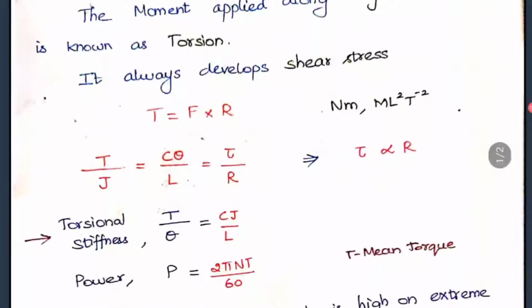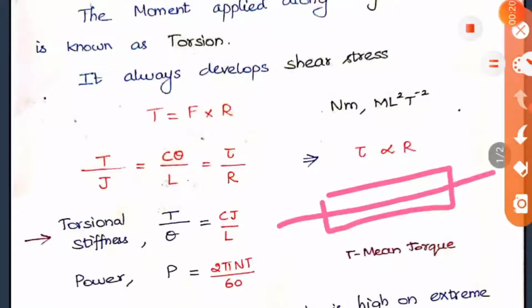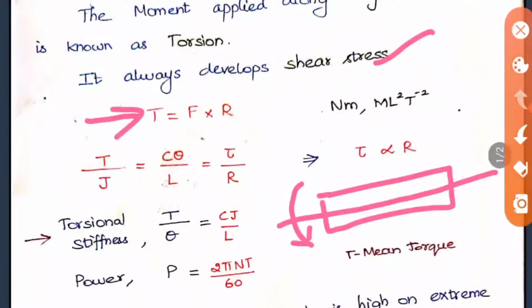Okay. So if this is the shaft, this will be your longitudinal axis. So the torsion will occur like this. It's like a rotational thing. So this is only torsion. It always develops shear stress in that member. This is also an important point. And this torsion is equal to the force into R. So this R is nothing but the radius of the shaft.